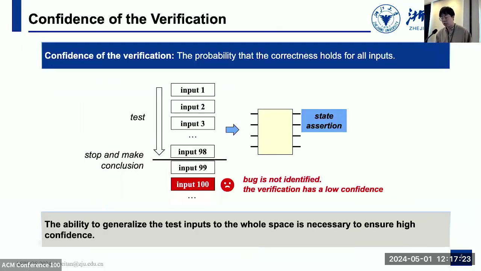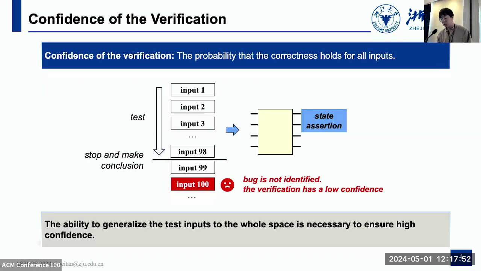Besides, when making decisions in the verification, confidence is very important. Confidence refers to the probability that the correctness of the program holds for all possible inputs. Exhaustively testing the assertion on every possible input is inefficient, especially for quantum computing. To ensure high confidence with low overhead, the ability to generalize the validation result of the test inputs to the whole input space is necessary.